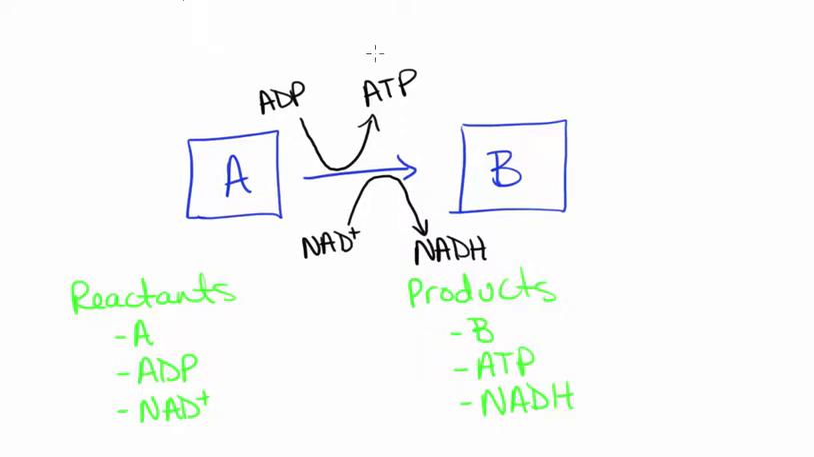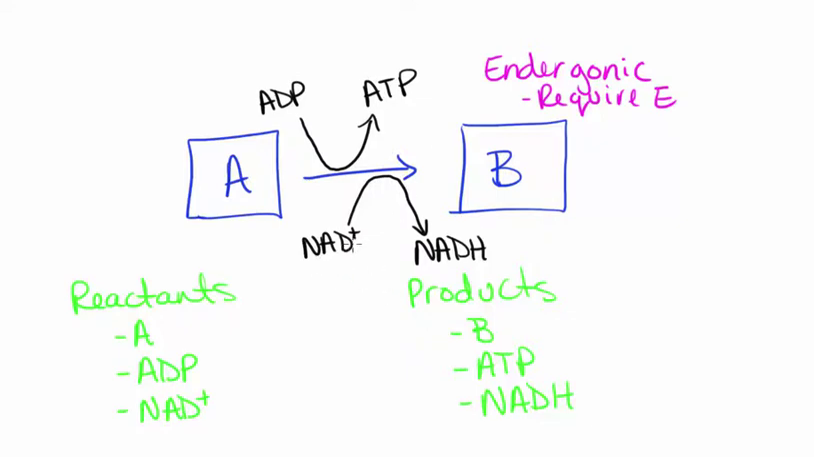Two other things to point out. If we see ATP being synthesized like we do up here, that would be an endergonic reaction. ATP synthesis is always endergonic and it would require energy. That means that there must be some energy available in this case to make that actually happen.